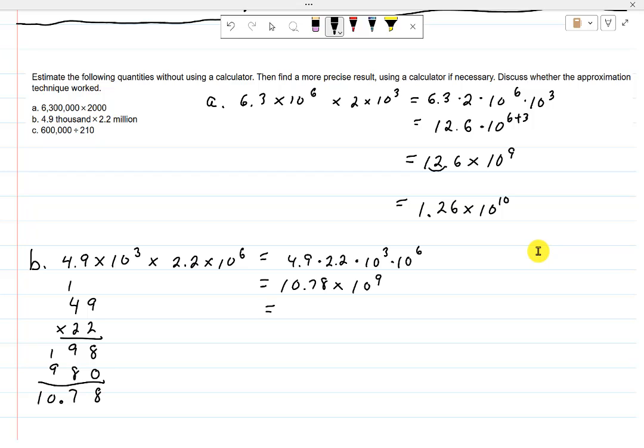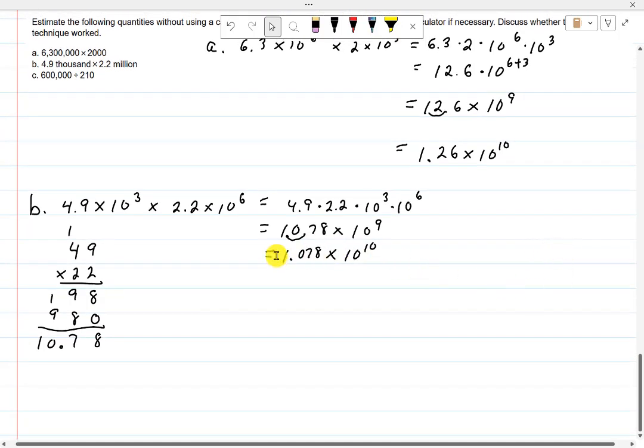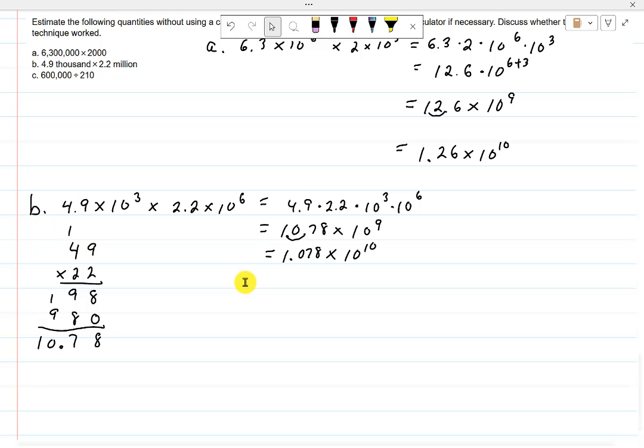I'm almost done. I now need to move that decimal 1 place over there, so I need to divide by 10. And then multiply by 10 on the back end. Now they were talking about estimating, so when you go to look at the answer, they may write something as simple as 1.1 times 10 to the 10th. So just be on the lookout for that.